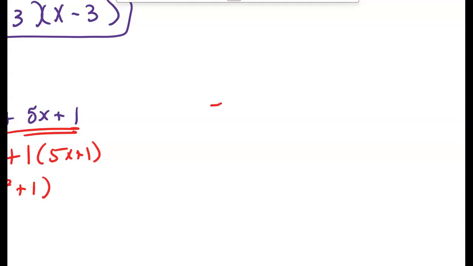Okay. Factor the following: 5y to the fifth minus 5y to the fourth plus 5y cubed minus 5y.